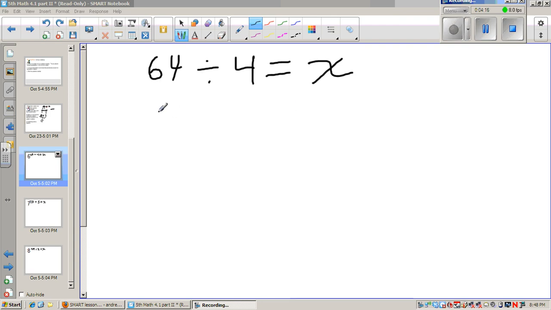Okay, so you've had a chance to try it on your own. The first step is to divide this into two friendly numbers. I'm always going to use my divisor here to help me with that first number. I'm going to do the divisor times 10. So my first number that I'm going to take out of 64 is going to be 40.